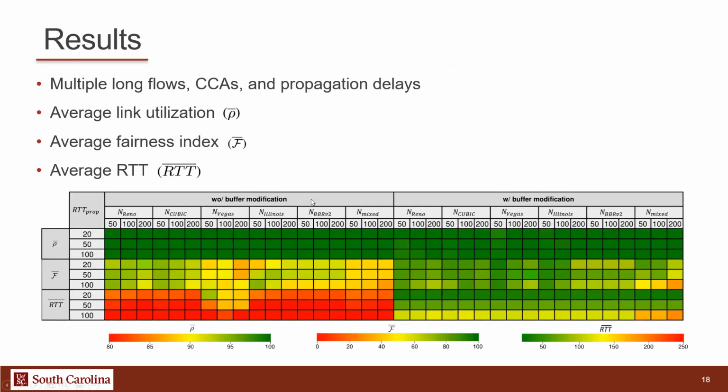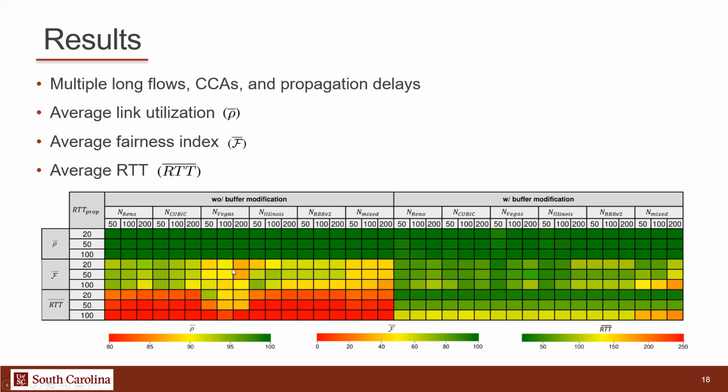We have multiple long flows that were initiated with different congestion control algorithms and different propagation delays. We can see here in the table, in the RTT probe, these are the different propagation delays that we used. You have different numbers of flows in these columns, and different congestion control algorithms. You even have a mixed column, which mixes these congestion control algorithms based on the distribution that is available on the internet.